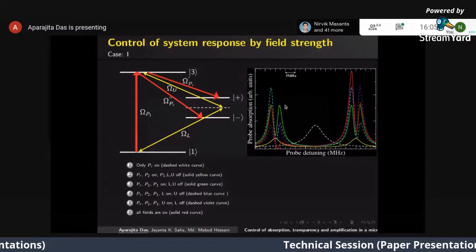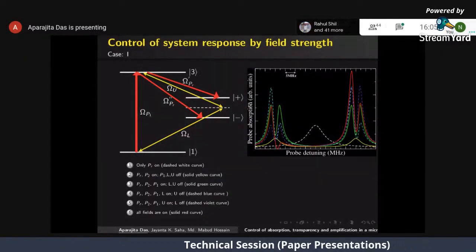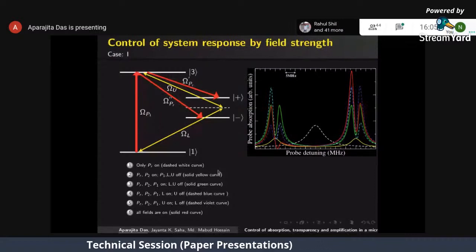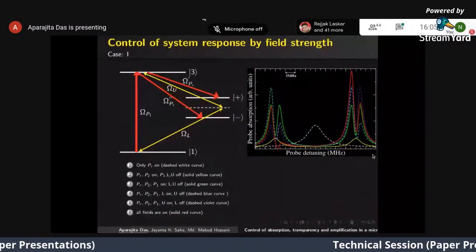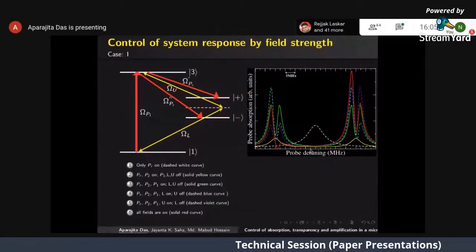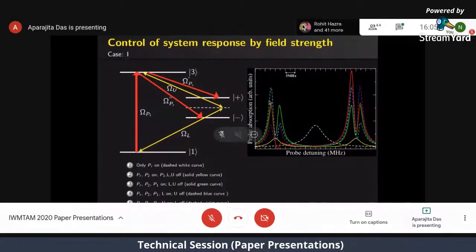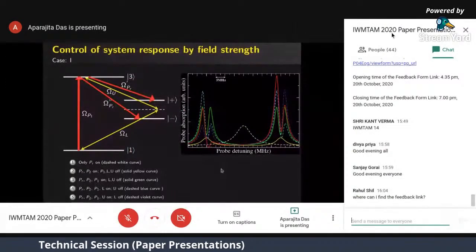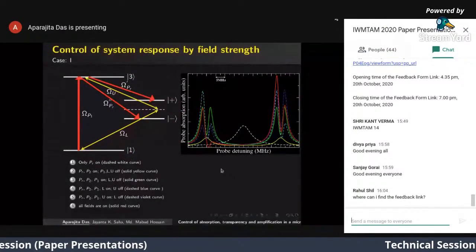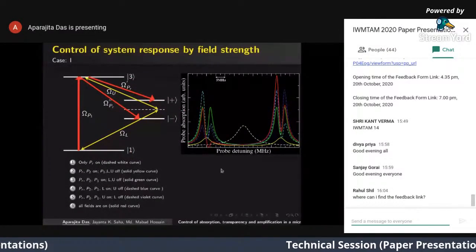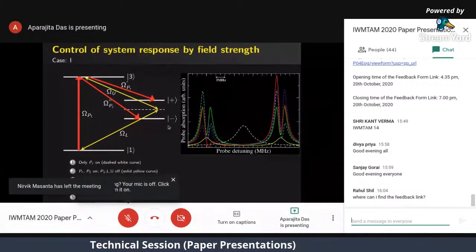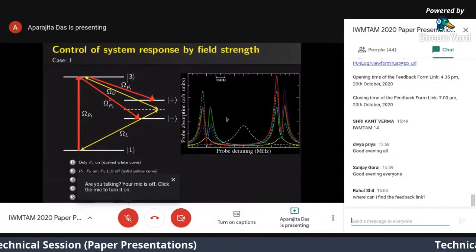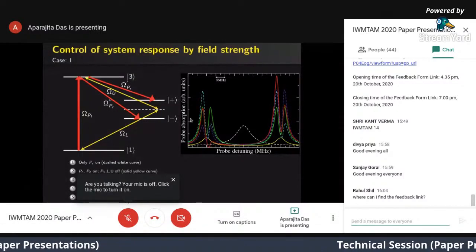Okay, then we are switching on all the fields and we get this red curve. This red profile is similar to this blue profile. From this we can infer that when all the fields, all the pump, probe, and the microwave fields are on, the lower coupling field dominates over the upper coupling field.